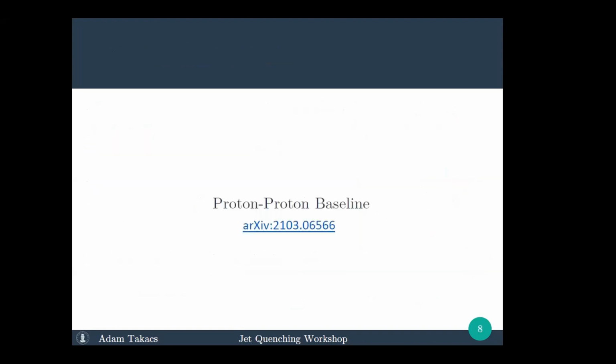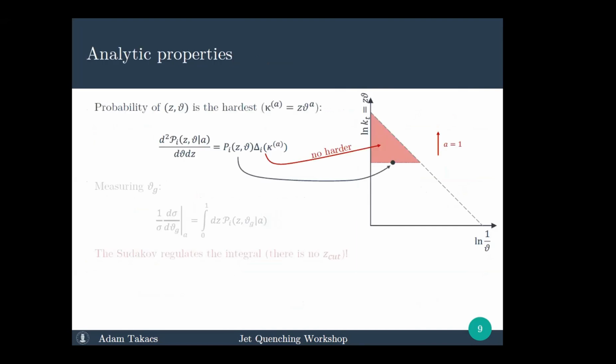As I mentioned, at first we wanted to understand the analytic properties of this observable, of this dynamical grooming procedure. And here's a very short introduction to how to imagine such a calculation. The question you ask is: I have a jet, and inside the jet I tag one dynamical grooming object, which is the hardest inside the jet.